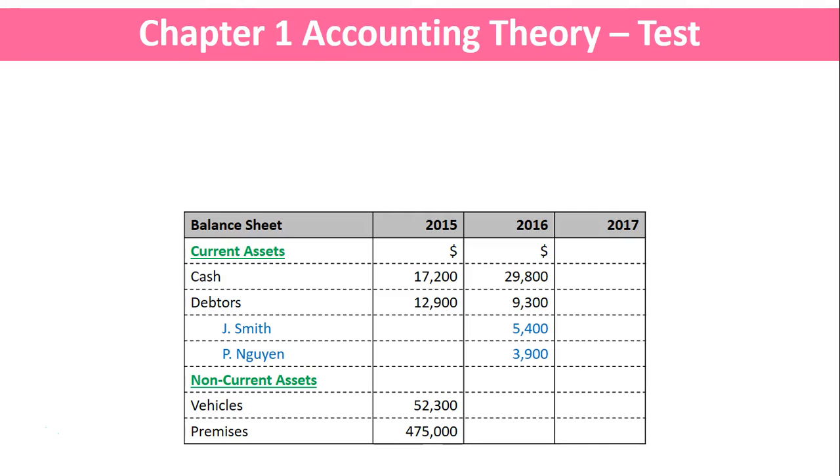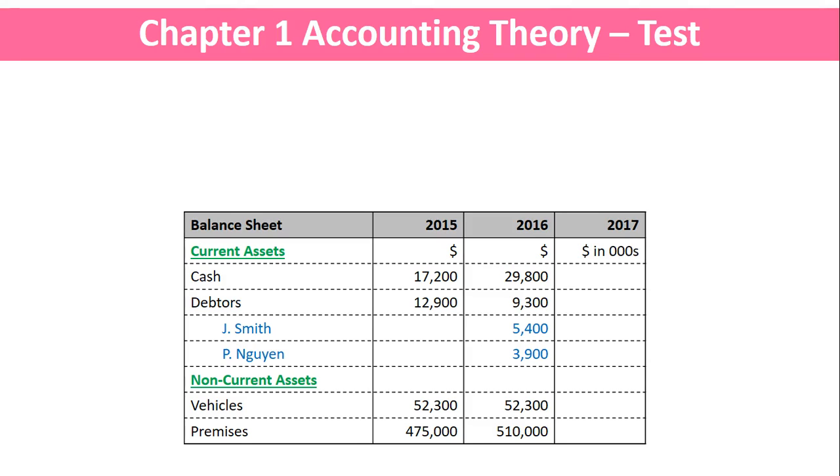But perhaps the balance sheet in that second year actually breaks down who the debtors are. This is called a subsidiary account, which we study later in the course. That is not consistent from one year to the next. Also, look at the premises. The premises value has gone up from $475,000 to $510,000. So we're using a different value in the second year to value the premises than we did in the first year. What about in the third year, in 2017?